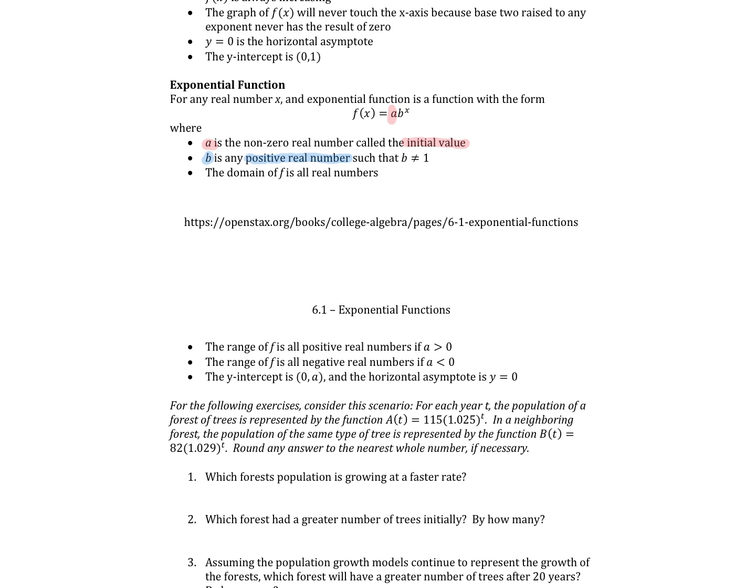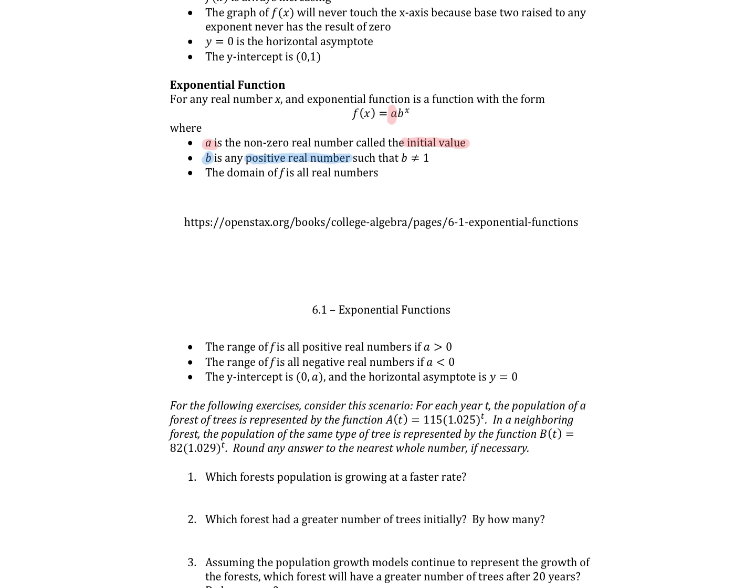The range is all positive real numbers if a is greater than 0. So if a is positive, your range is all positive real numbers. If a is negative, then the range of f is all negative real numbers. Basically, if your initial value is positive, you're going to be above the x-axis. If your initial value is negative, it's going to flip, and you're going to be below the x-axis.